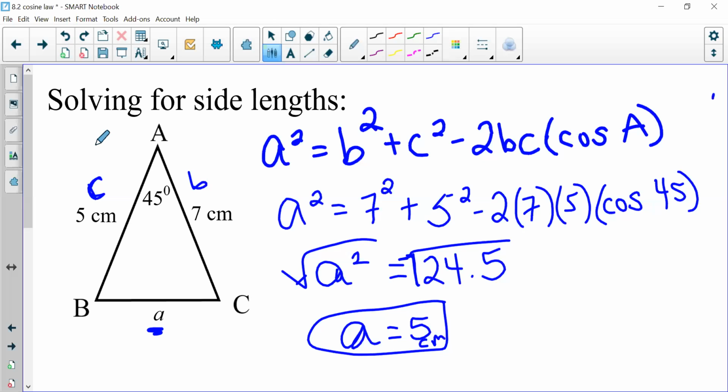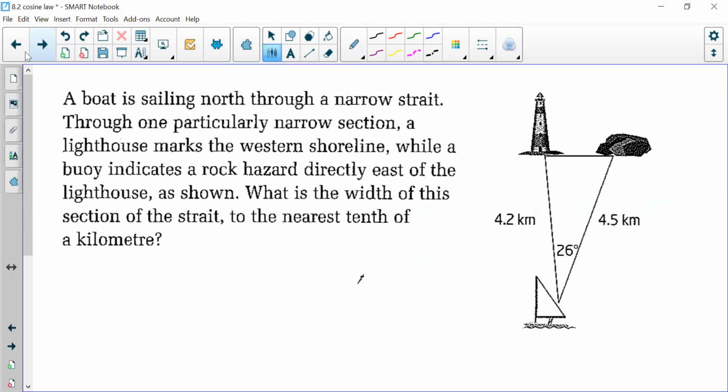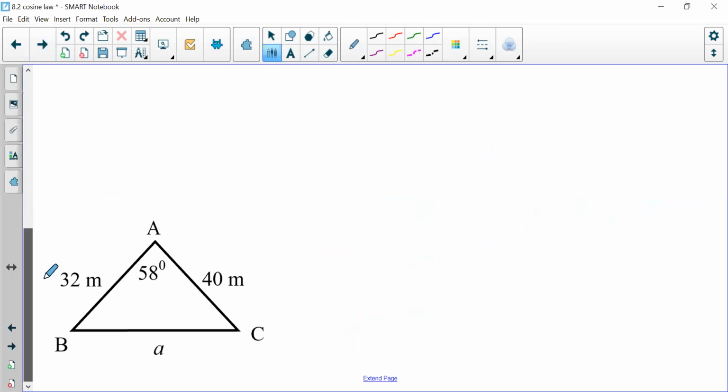Okay, so let's try that again. Let's try that on this one. Oh, that's an angle measurement. Let me see if I have a side length here again. Oh, you know what? I have a second one. I just have it down here. I do that all the time. I forget what I've done to myself.